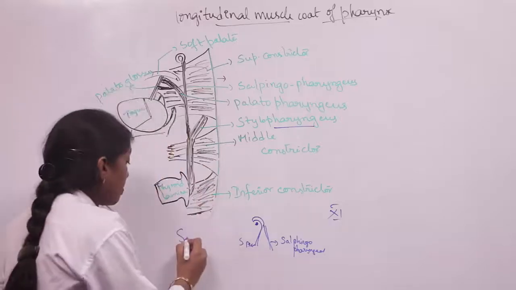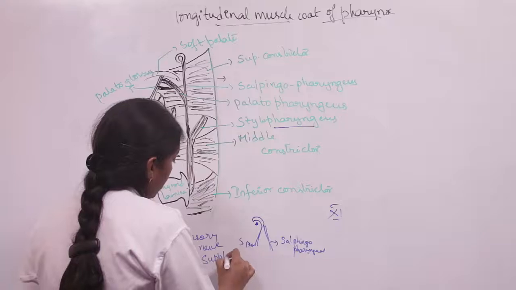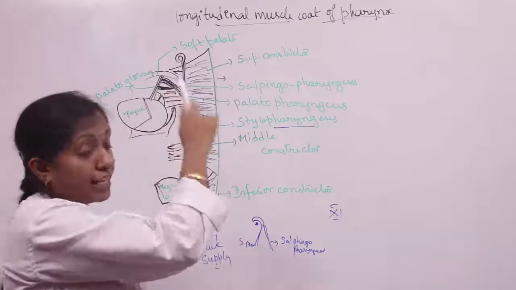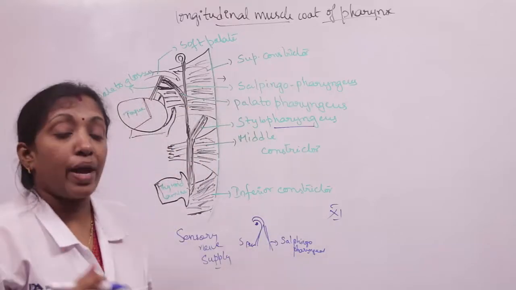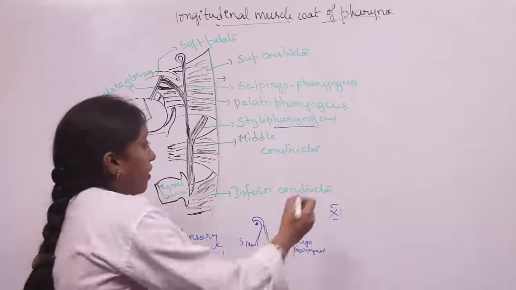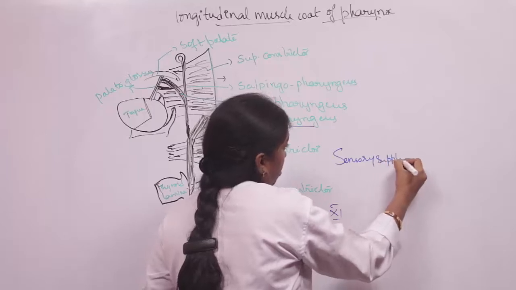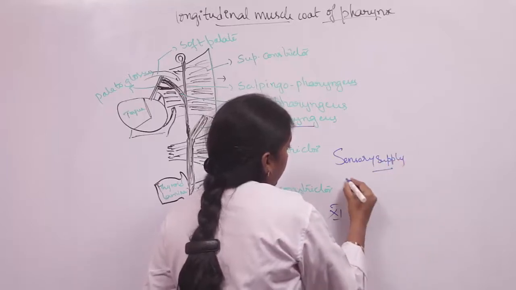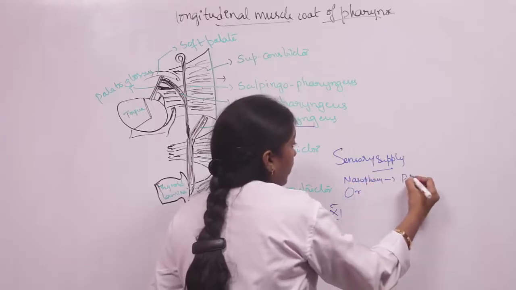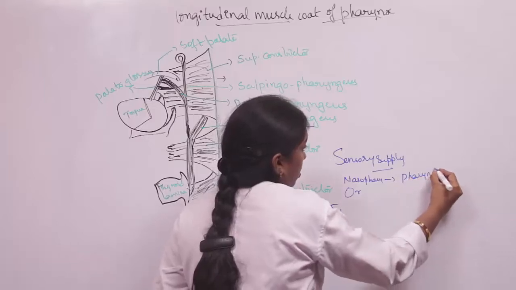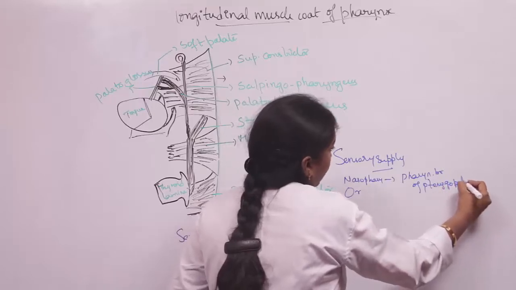And coming to the sensory nerve supply of the pharynx, the nasopharynx is supplied by the pharyngeal branch from the pterygopalatine ganglion, which carries the fibers from the maxillary nerve. Nasopharynx, by the pharyngeal branch from the pterygopalatine ganglion.